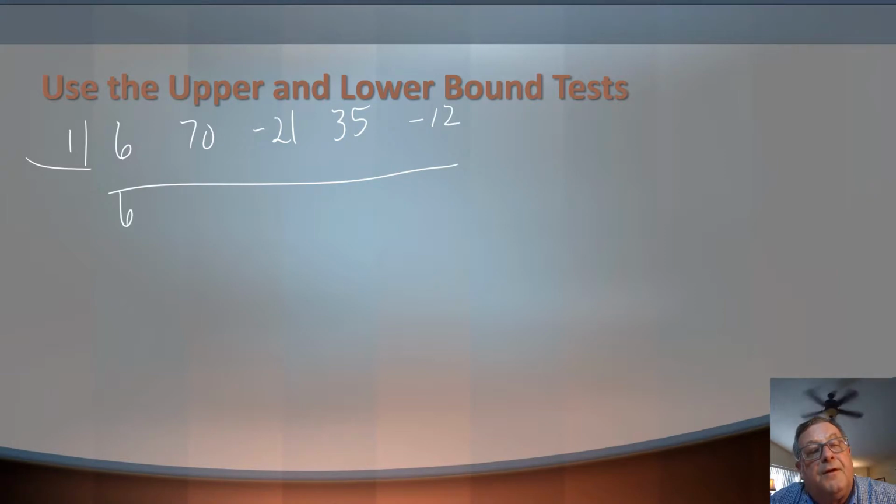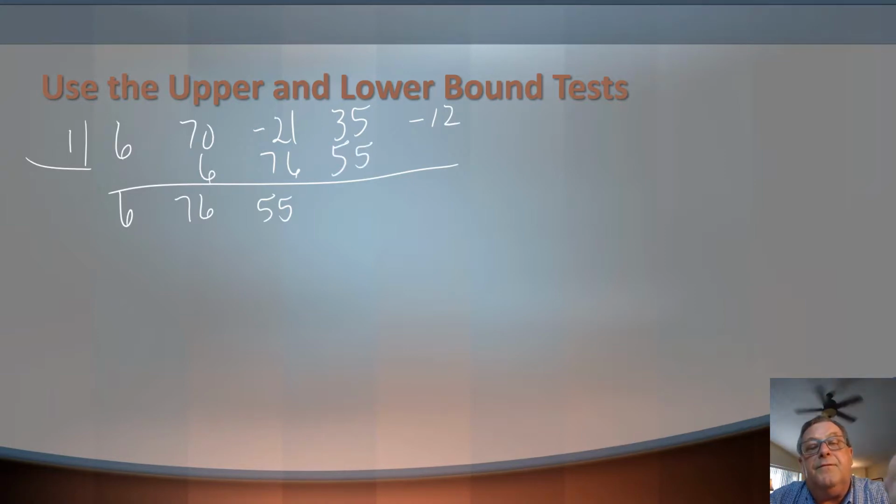So I bring down the 6. 1 times 6 is 6. 70 plus 6 is 76. 1 times 76 is 76. Negative 21 plus 76 is 55. Everything's positive so far. 1 times 55 is 55.